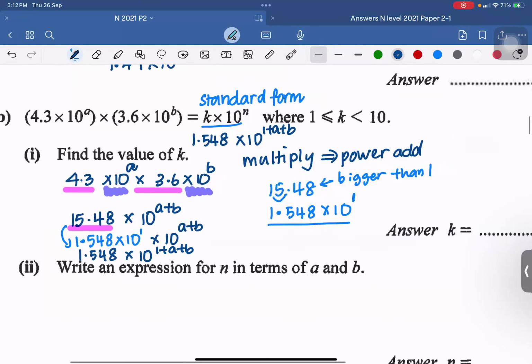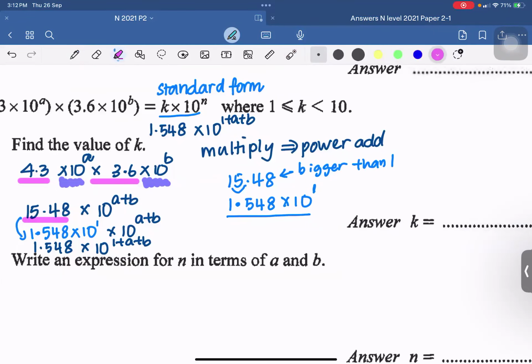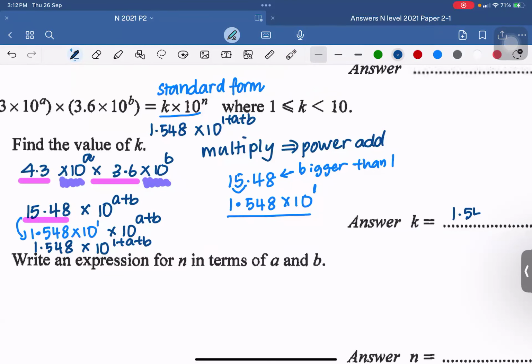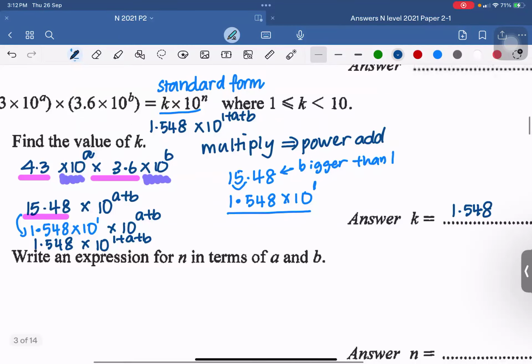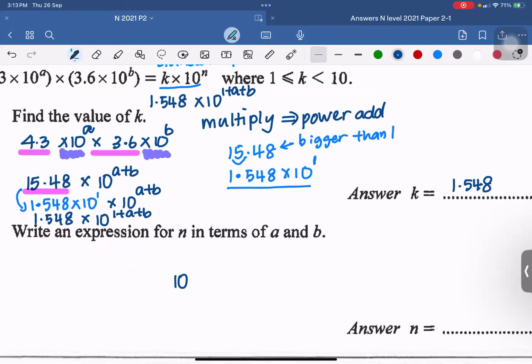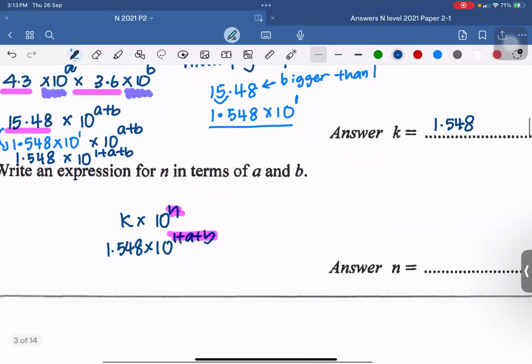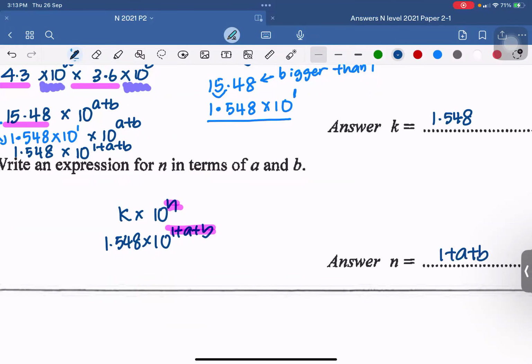Now, the question asks you, what is the value for your k? So the value for k, 1.548, answer. Then what is the power? This is 10 to the power n, 10 to the power 1 plus a plus b. Right, so you can see n is equal to 1 plus a plus b. Answer.